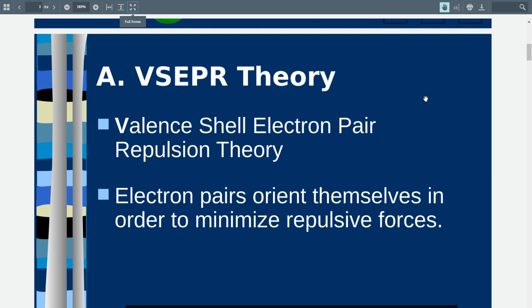Okay, VSEPR stands for valence shell electron pair repulsion theory. Valence shell electron pair repulsion. So let's kind of break that down. Where is your valence shell? Outside, yeah, your outermost shell. All your valence electrons are residing in a valence shell.